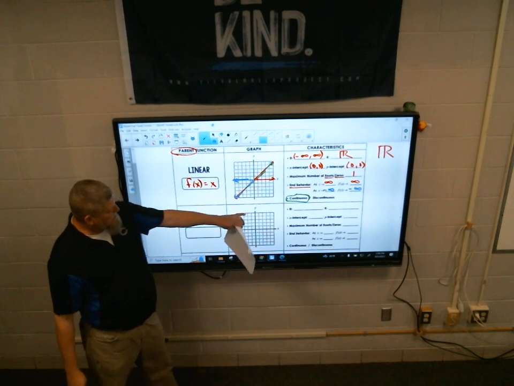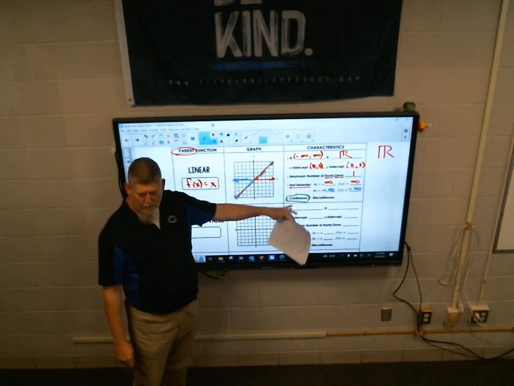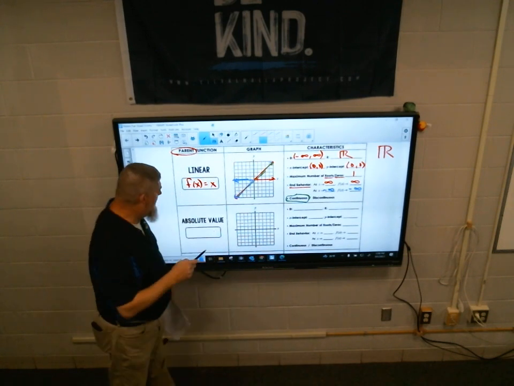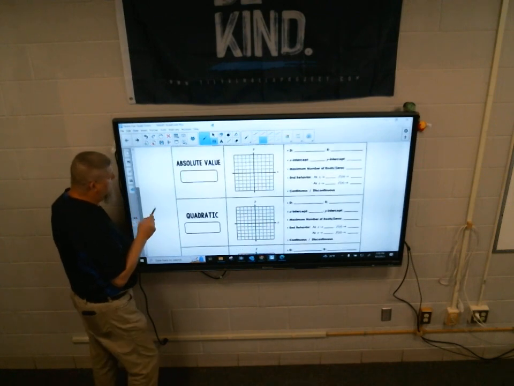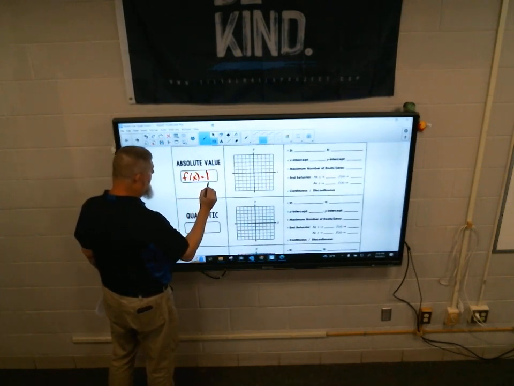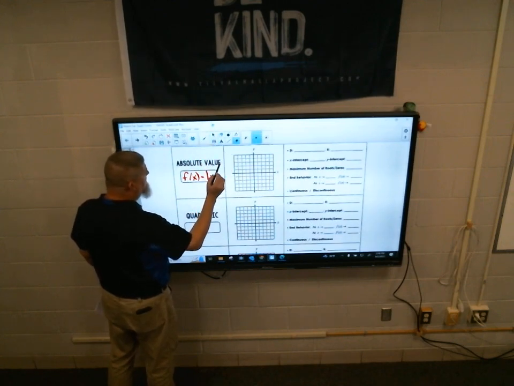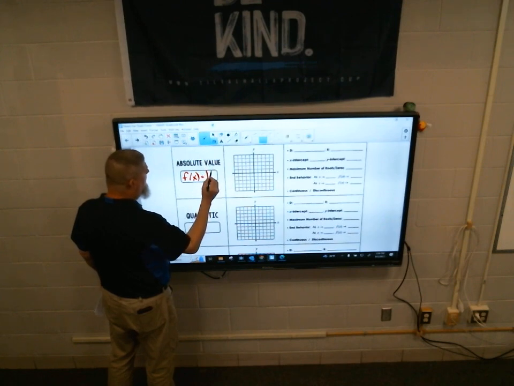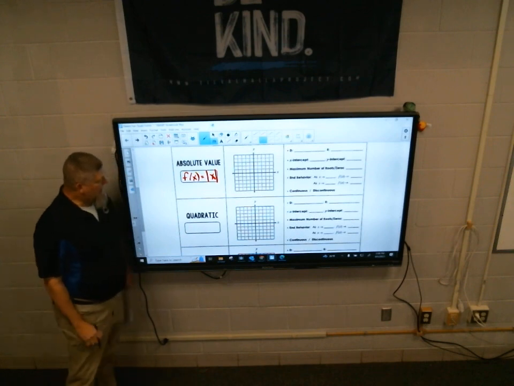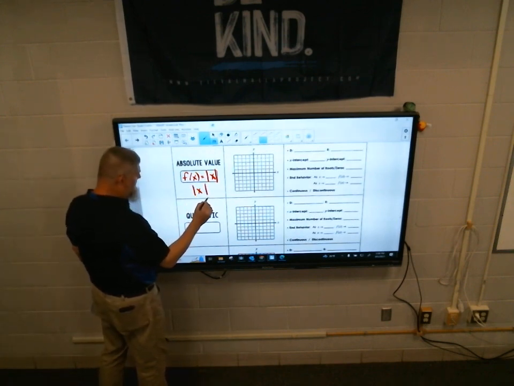All right, now I am not going to explain roots, end behavior, or continuous or discontinuous again. We're just going to go through the rest. If something comes up and you have a question about it, please stop and ask. Absolute value looks something like this. F of x equals, and then absolute value is two lines, up and down. Absolute value simply means distance from 0.